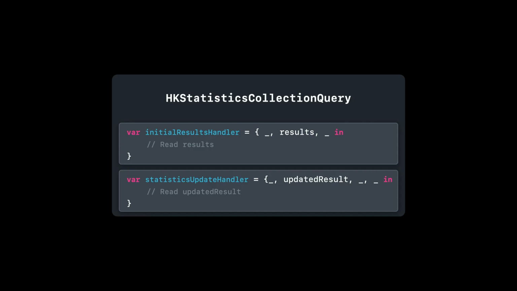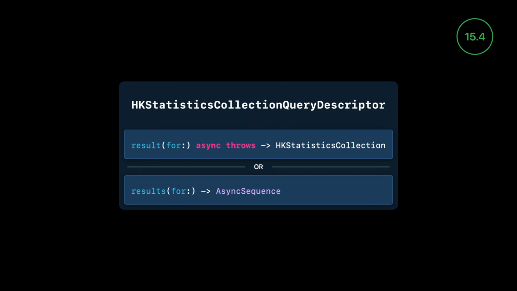Thanks to Swift Async, we are making this even simpler. Each query now has a matching query descriptor, so HKStatisticsCollectionQuery becomes HKStatisticsCollectionQueryDescriptor. You get the initial result by simply calling the async result for method. If on the other hand, you want to get the initial result and also watch for updates, you call results for, which returns an async sequence that you can loop through to read the results.